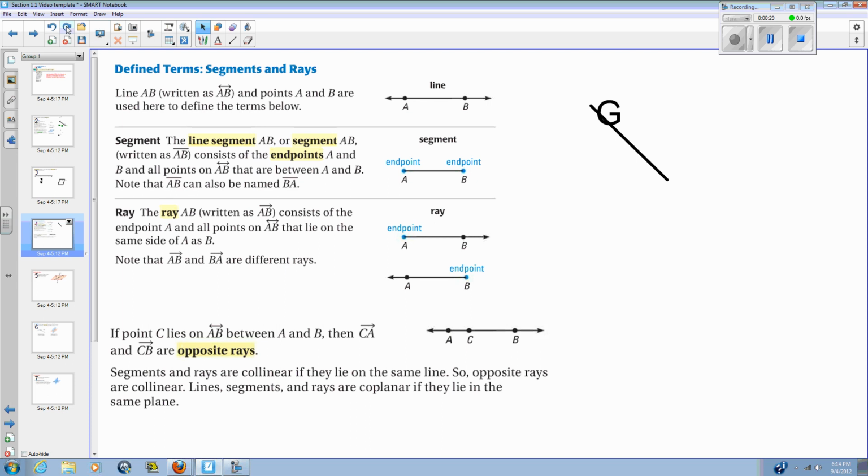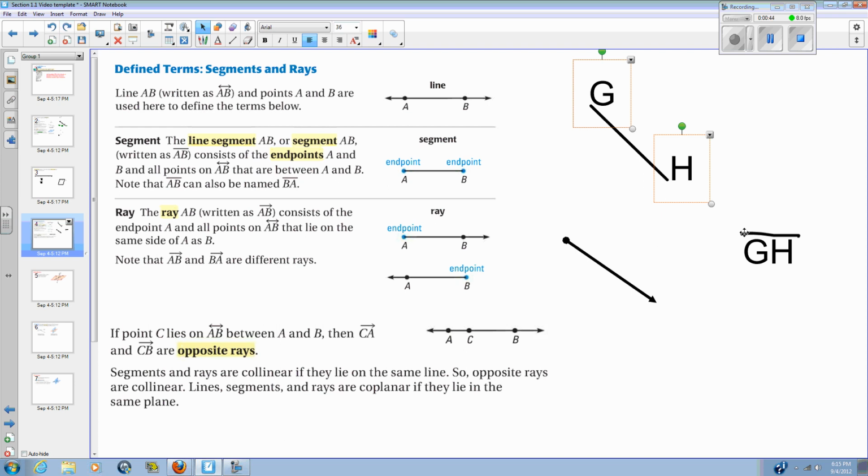So if you look at this portion here, I just drew a line segment and I labeled it GH. There's a start and an end. Now if I want to name that, I'm going to name it as GH, but I need to include this straight line right over the top. That represents that there's an endpoint at G and an endpoint at H. I could have also named this HG and flipped the two around.